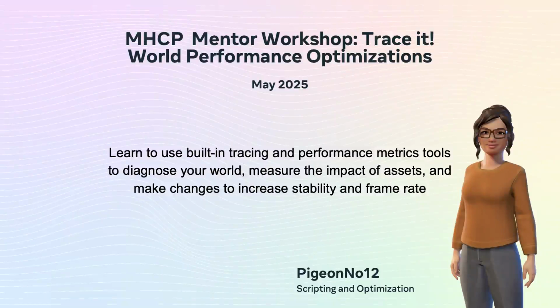It's about world performance optimizations. And basically today we're going to be learning about how to use building, tracing, and performance metrics tools to evaluate your world and measure the impact of assets so you can make changes to increase the stability and the frame rate.